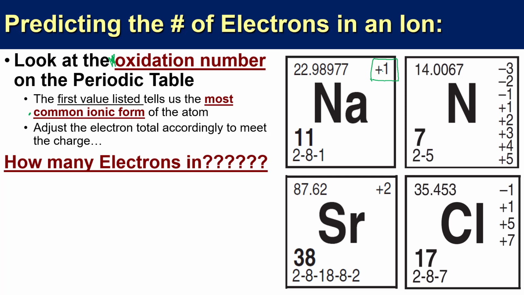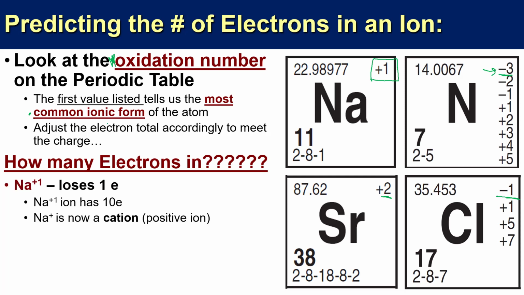You'll notice that for sodium and for strontium down here, there's only one value. That means it only forms one type of ion. But something like nitrogen or chlorine tends to form multiple kinds of ions. Most commonly, the nitrogen ion, or the nitride ion as we're going to call it, winds up being the -3 form. The most common form of the chloride ion is the -1 form. Why are the rest of these listed? Well, it's because it is possible for these atoms to turn into ions that actually do carry that value of charge, but most commonly we are going to see the one listed first.